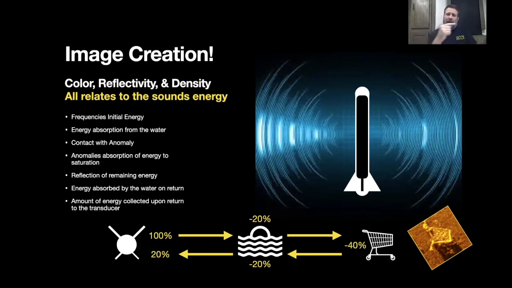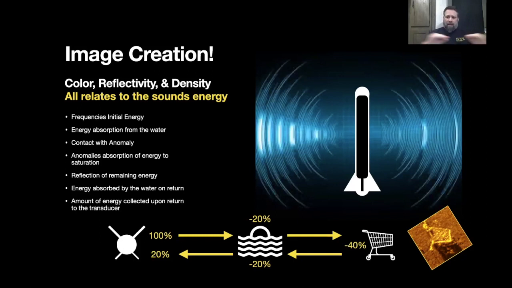Again, now it's traveling back through the water again, and another 20% is being absorbed by the water. So when the frequency makes its way back to the towfish, we only have 20% left. So we had 100% leaving, we have 20% receiving. All right, so once the amount of energy gets back to the towfish, those numbers are usually going to be pretty small. And so the system will inject or amplify that energy to boost it to readable levels.